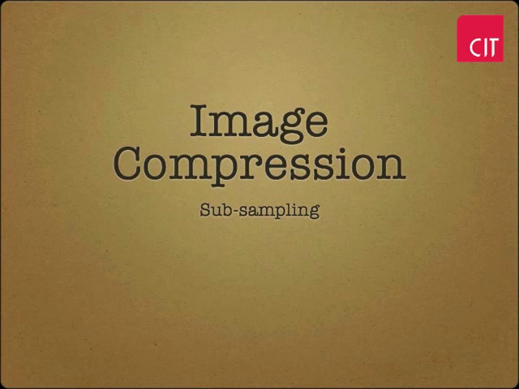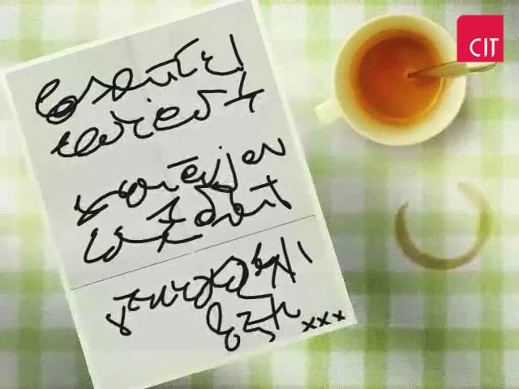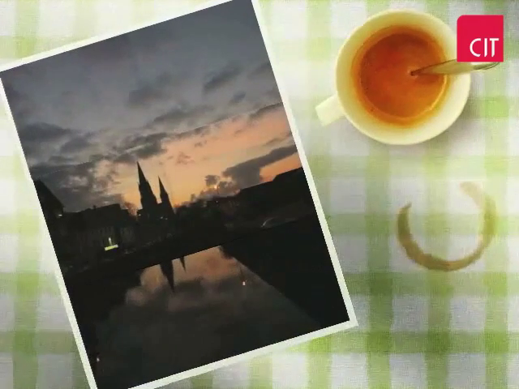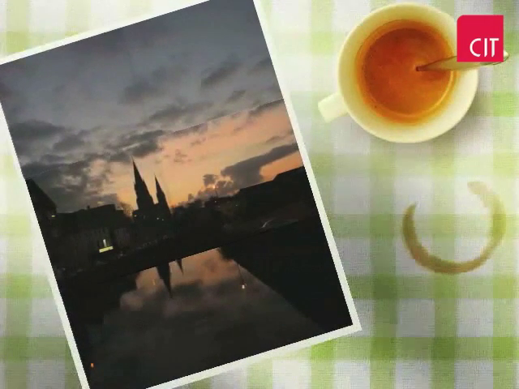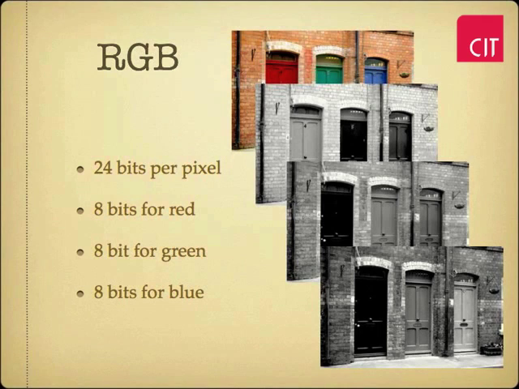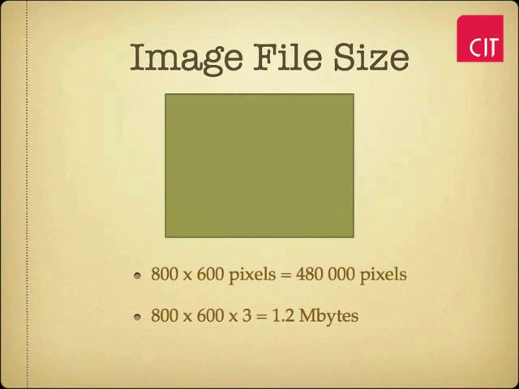We saw previously that compression can be used to reorganize data so that it takes up fewer bits. In this class, we'll begin looking at ways to compress images. A color image coded using the RGB system would use 8 bits for red, 8 bits for green, and 8 bits for blue. That's 3 bytes in total for each pixel. If an image was 800 by 600 pixels in size, it would have 480,000 pixels in total. At 3 bytes each, that's about 1.2 megabytes.